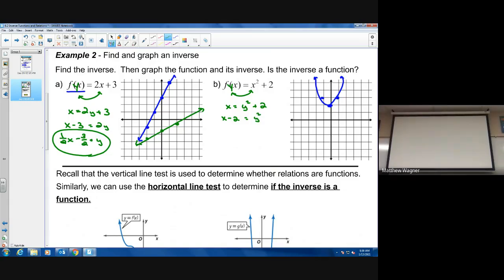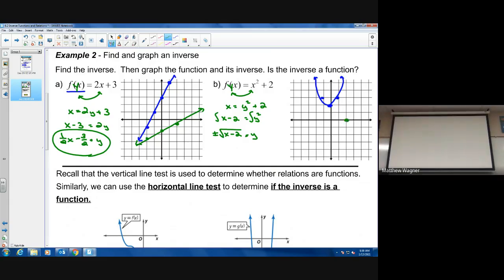And we have y squared. Then we need to square root both sides. So we get y is plus or minus the square root of x minus 2. All right. So the question is, how do we graph this?